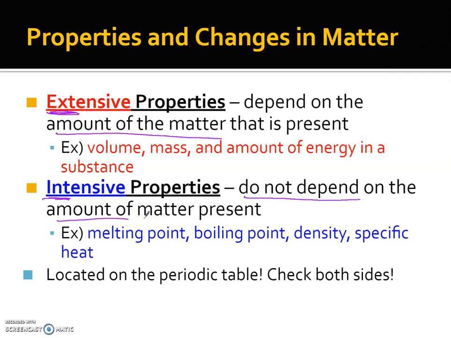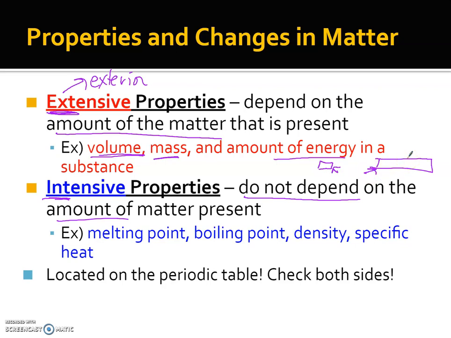In extensive, I think of how much is on the exterior, what you see on the outside, like how much volume is in a teeny tiny water bottle versus a pool. The mass of a teeny tiny penny versus a truck. The amount of energy in a substance, like the fun-sized Twix versus a king size mega pack. You're going to have fewer calories in the small size than in the big size.